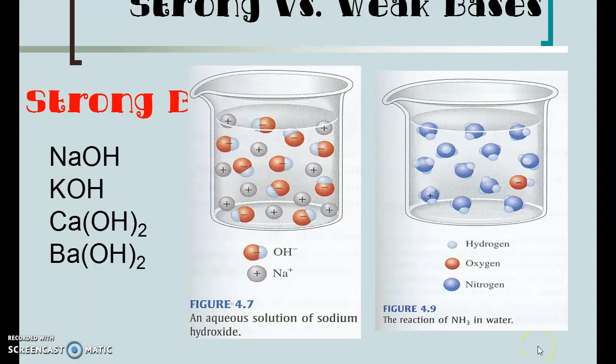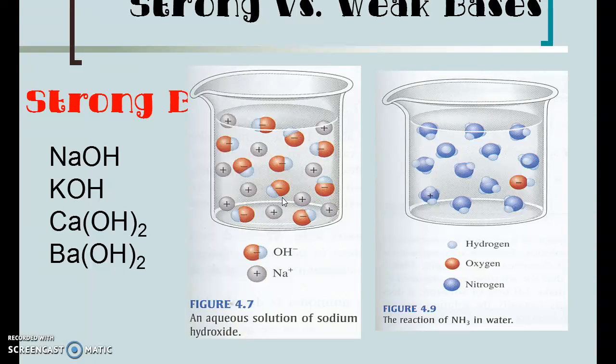Strong bases, the same idea, okay? So a couple of examples of really strong bases are sodium hydroxide, potassium hydroxide, calcium hydroxide, and barium hydroxide. A strong base almost completely ionizes into its component pieces. Here on the left, we have sodium hydroxide. It is breaking apart into almost all Na plus and OH minus, which is going to push its pH closer to 14.